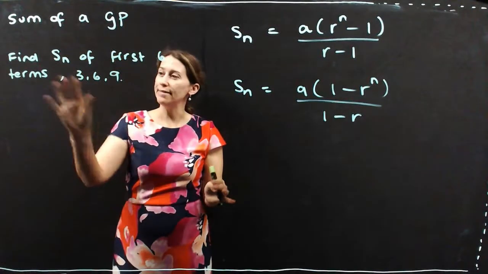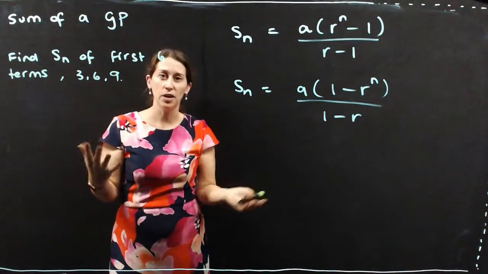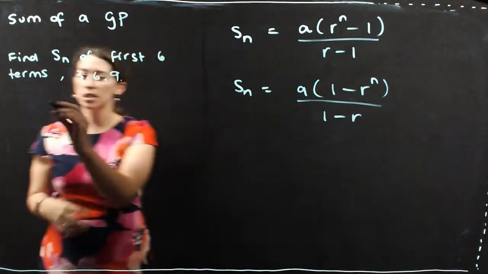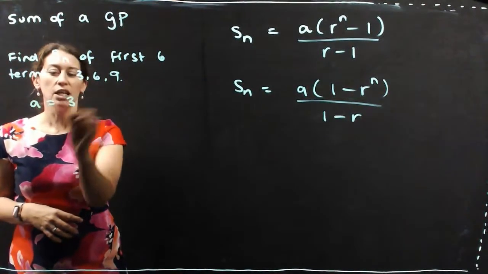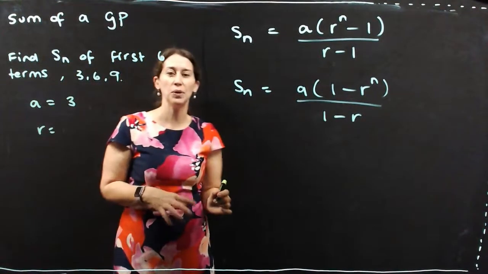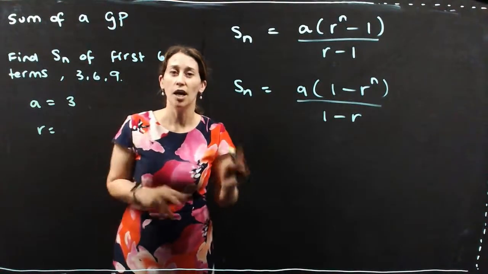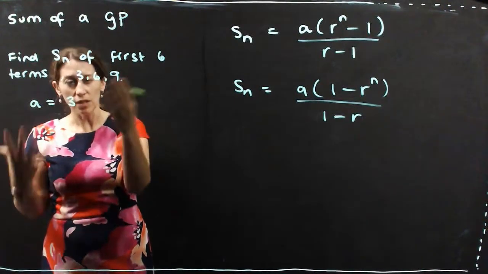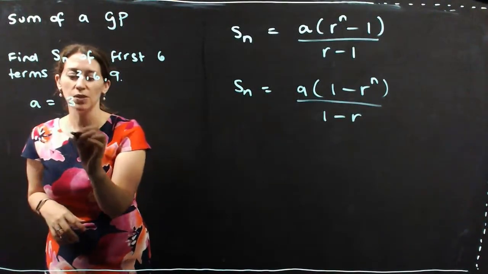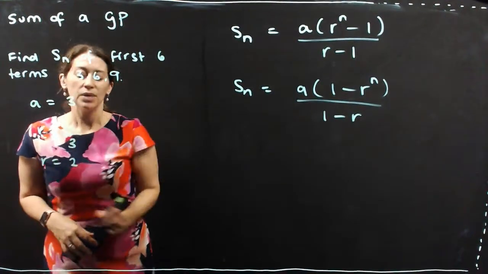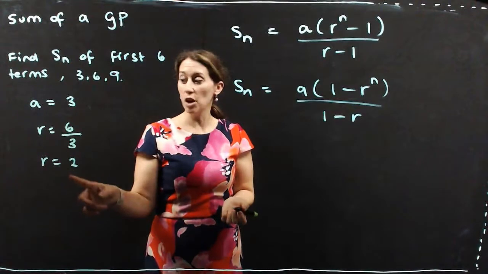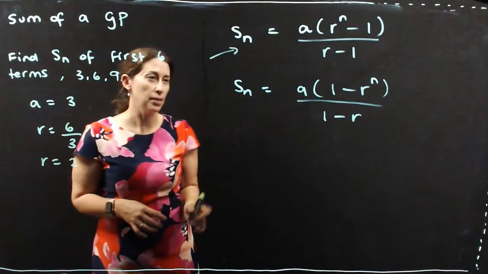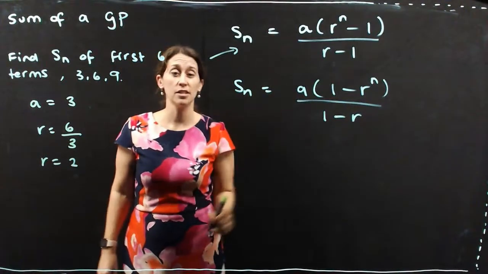Alright, so what I'm going to do is find the sum of the first 6 terms of the basic 3 times table. So 3, 6, 9, etc. Now, let's have a look at the first term. So we define a as 3, and the common ratio, well, remember the common ratio can be found by taking 2 consecutive terms and dividing the last one by the first one. So 6 divided by 3 will give me the common ratio, which is just 2. Because 2 is the common ratio and it's greater than 1, it's more applicable to use this version of the formula. So I'm going to just substitute these values into that formula there.